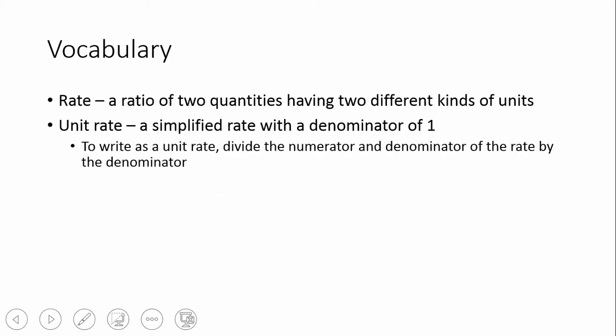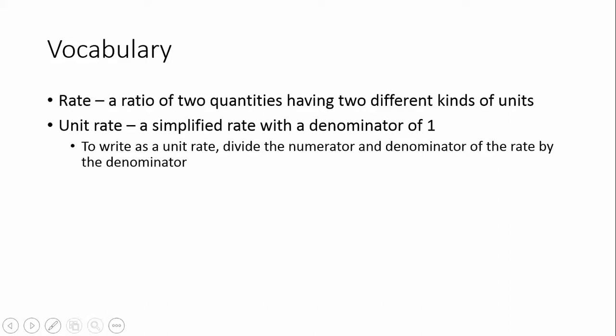So two vocab terms. The first one is a rate, and that's a ratio of two quantities that have two different kinds of units. So an example would be miles per hour. And a unit rate is a simplified rate that has a denominator of 1. And we could also use miles per hour as an example here. But what we need to remember is that to write a rate as a unit rate, we divide the numerator and denominator by the denominator.